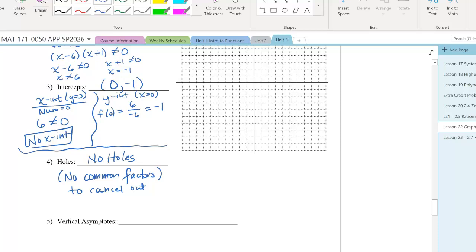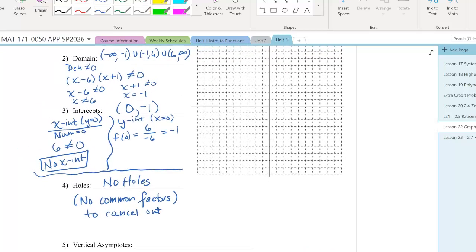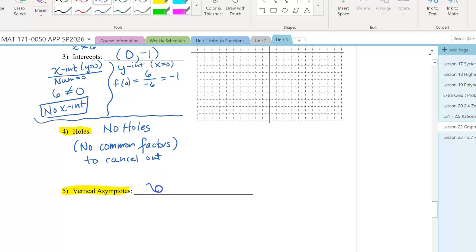All right, vertical asymptotes. Remember that vertical asymptotes and the domain, and really the holes, go hand in hand. So if you have values of x for where the function is undefined, then there is either going to be a hole there or a vertical asymptote. And since there are no holes, that means we have two vertical asymptotes, one at x equals 6, and one at x equals negative 1.